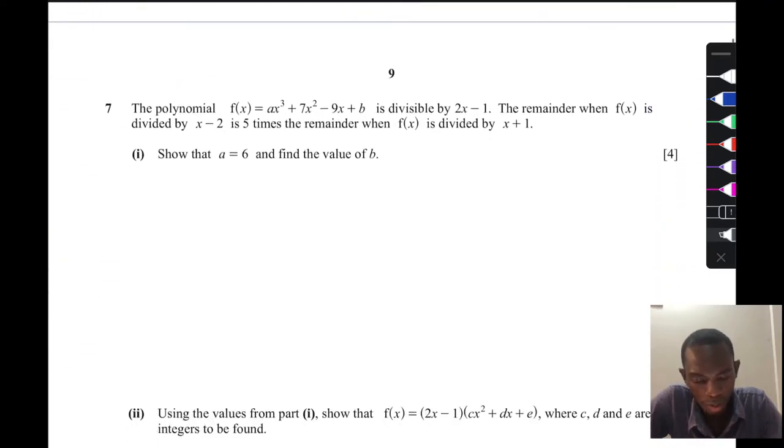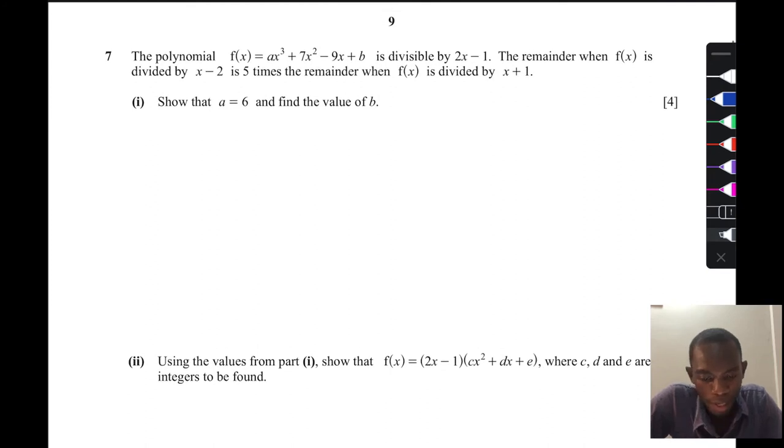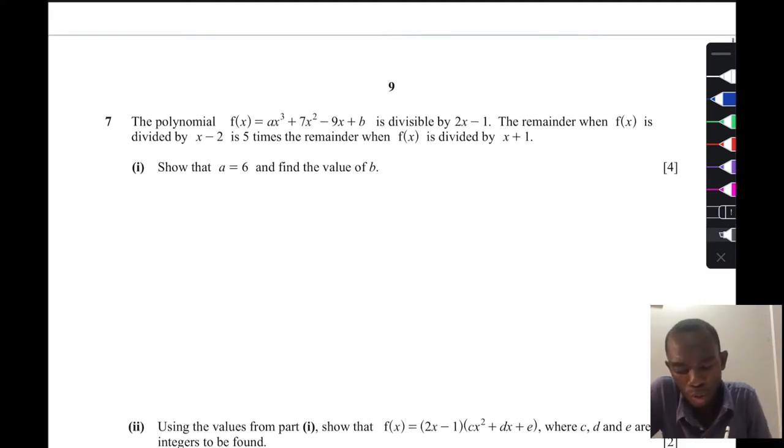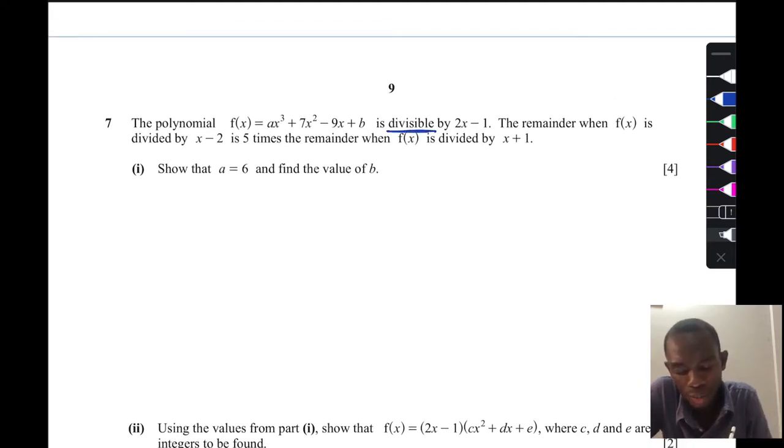Okay, let's look at another question. It says that the polynomial f of x is equal to ax to the third power plus 7x squared minus 9x plus b is divisible by 2x minus 1. Well, if we say a polynomial is divisible, then we are also saying that that is a factor.